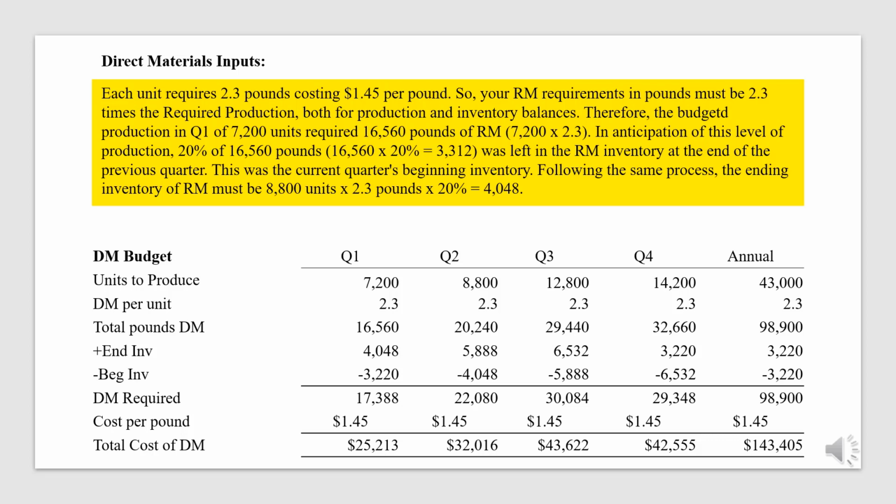When I go through this process for all 4 quarters, I come up with an annual need of $143,405 for direct materials.